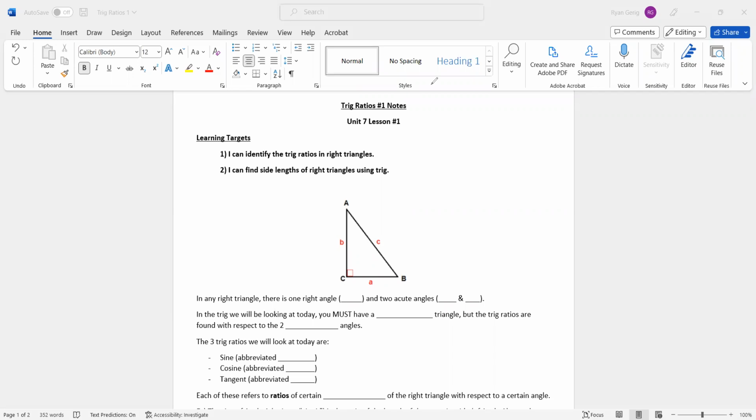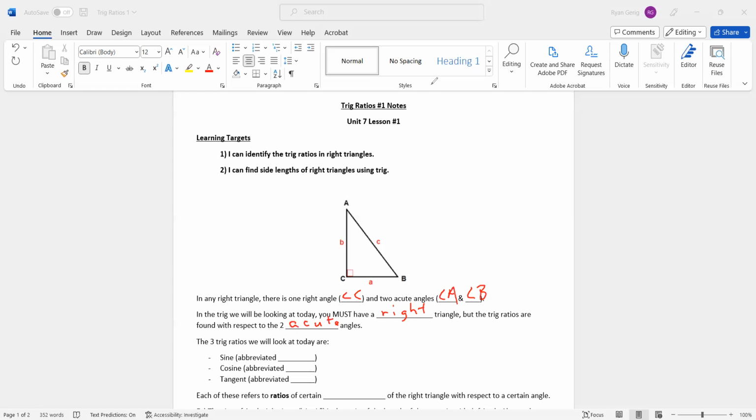So in any right triangle, there's one right angle. In this picture, it's angle C, and two acute angles, which in this picture are angle A and angle B. In the trig we will be looking at today, you must have a right triangle. But the trig ratios are found with respect to the two acute angles. So you need to identify that it's a right triangle by looking at angle C, but then what we're going to be looking at is a bunch of stuff that's attached to angle A and angle B, okay?